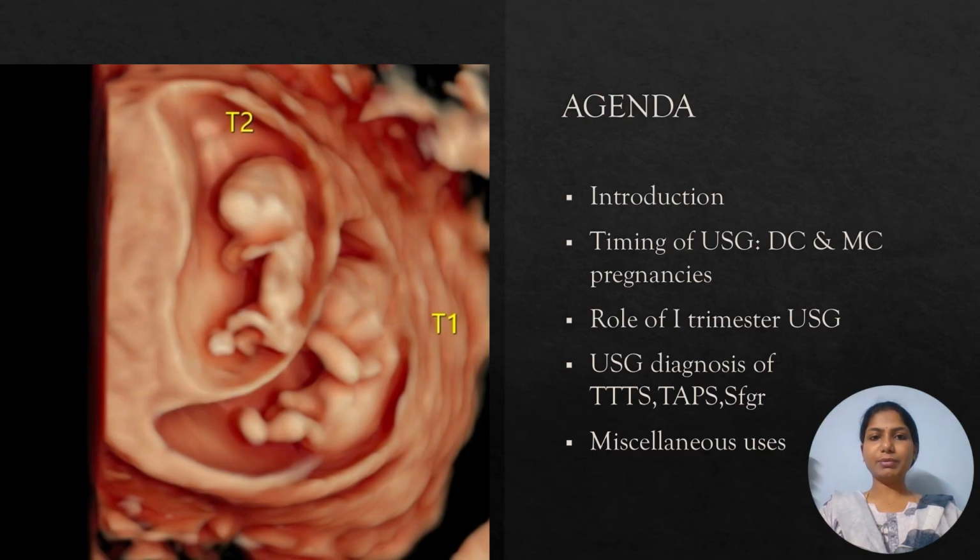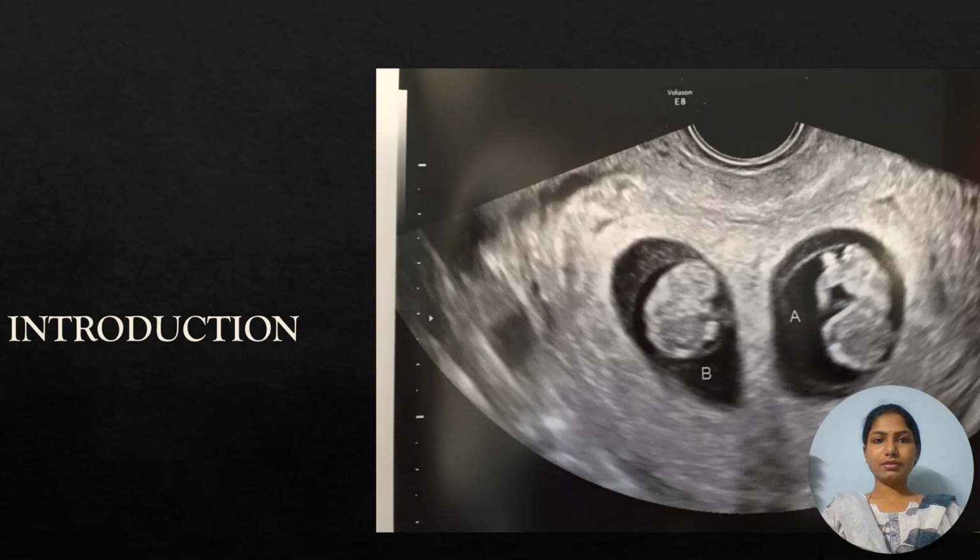So I will be giving a brief introduction of why ultrasound in twins is important, the timing of ultrasounds that should be done in dichorionic and monochorionic pregnancies according to FOGSI, that is Federation of Obstetrics and Gynecological Societies of India, the role of first trimester ultrasound in twins, and the ultrasound diagnosis of vascular complications like TTTS, TAPS, and selective FGR, and some other miscellaneous uses which are important with respect to multiple gestation.